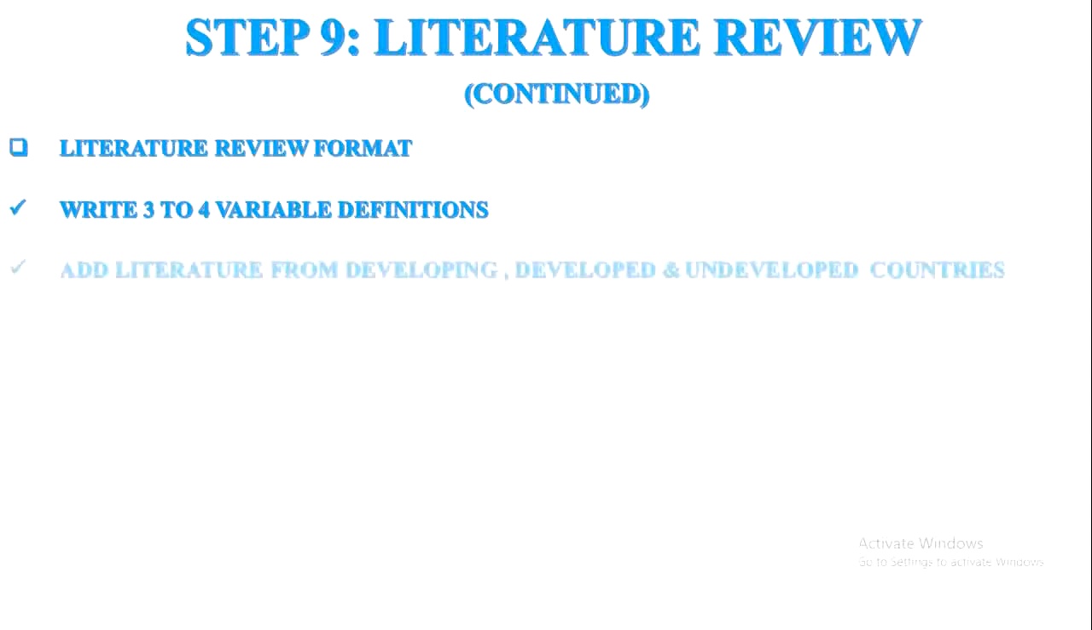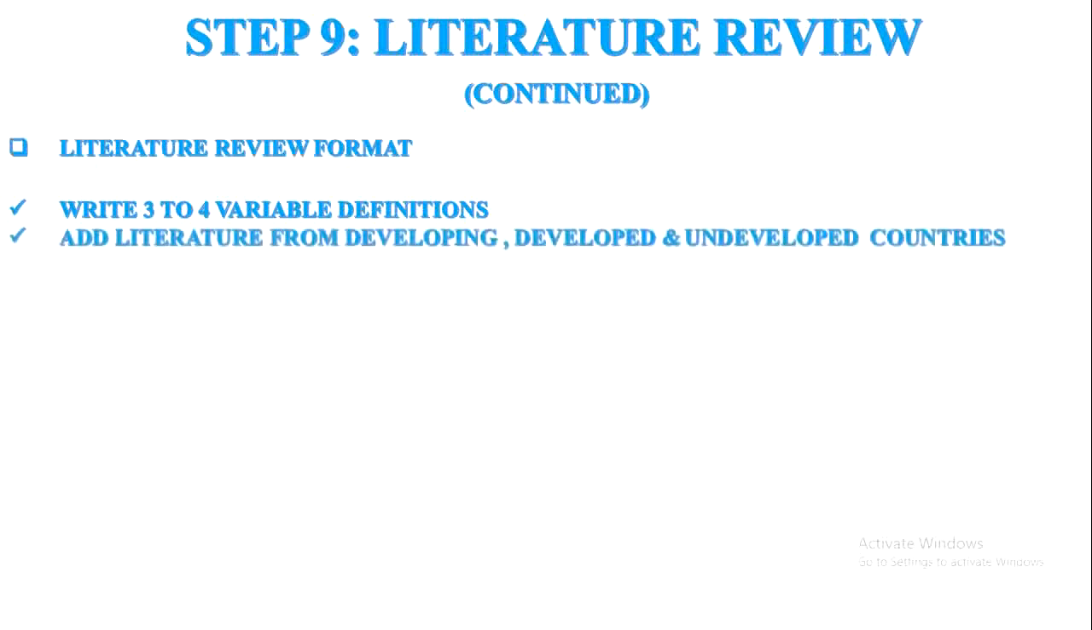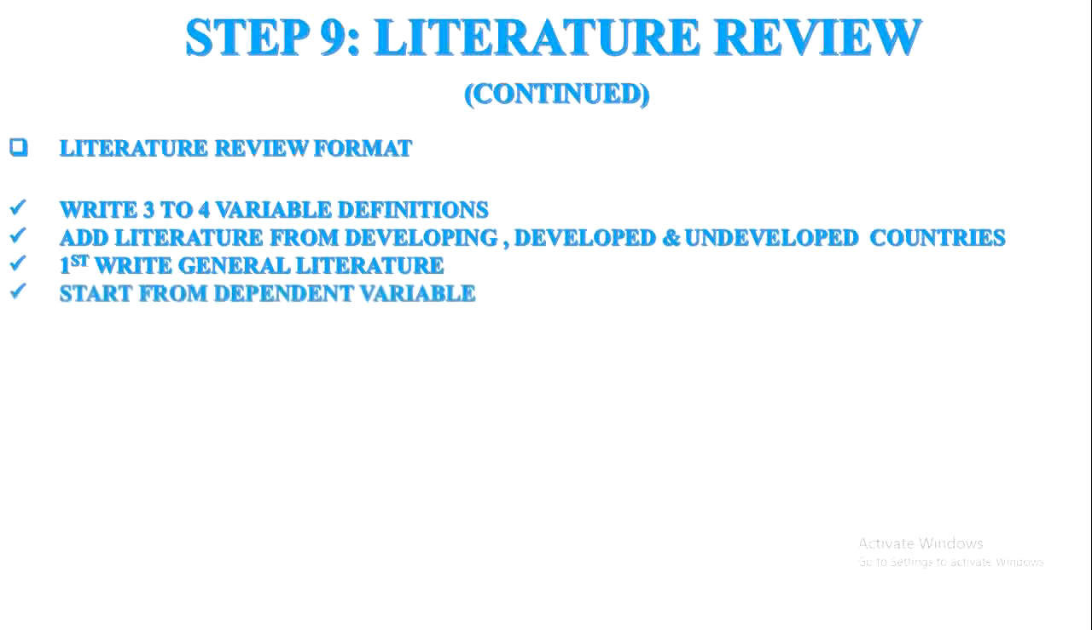Okay. Next is to add literature from developed countries and undeveloped countries. The best way is to first take literature from a developed country, find a study conducted in a developing country, then find an article conducted in a developed country, and then find an article which has studied undeveloped states. Next, first write a general literature review. At least 2 pages are enough for your general literature review. Then start from your dependent variable, there is no issue. You can also start from your independent variable.